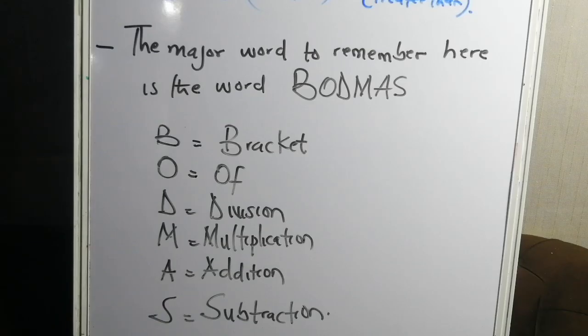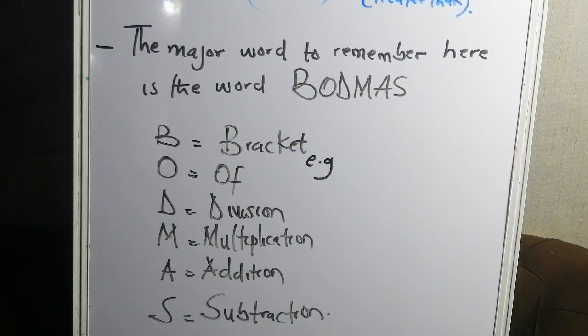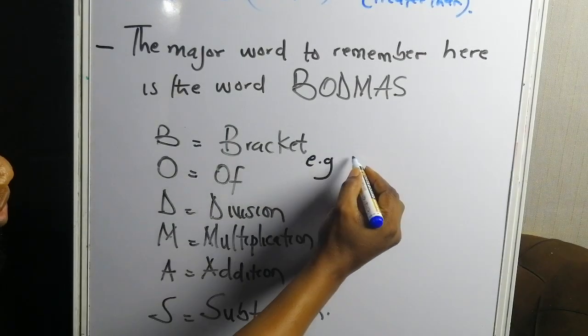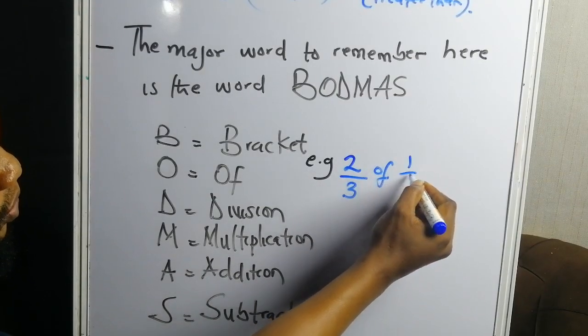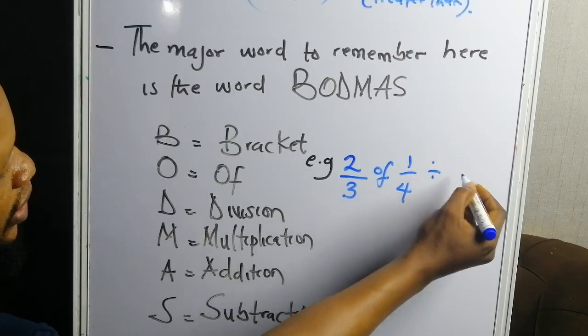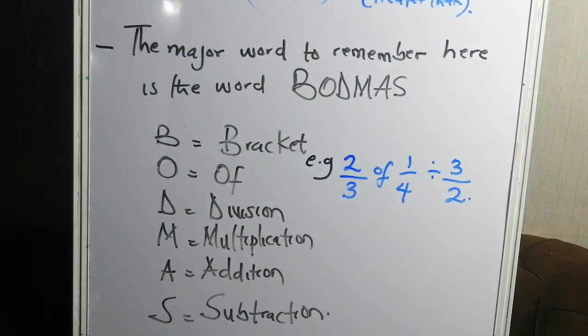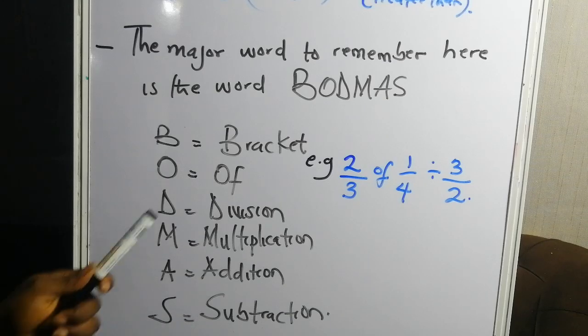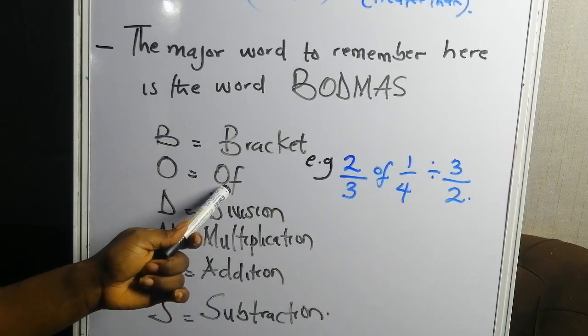So in this case, let me assume you are given an example. Let's say 2 over 3 of 1 over 4 divided by 3 over 2. From this example, what is BODMAS saying? Do we have any brackets here? No, we don't have any brackets in the example I just gave. No bracket. But there's what? Of. So there's of in the question.